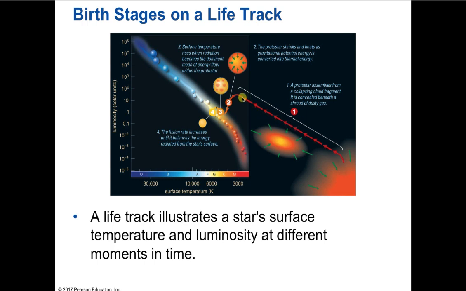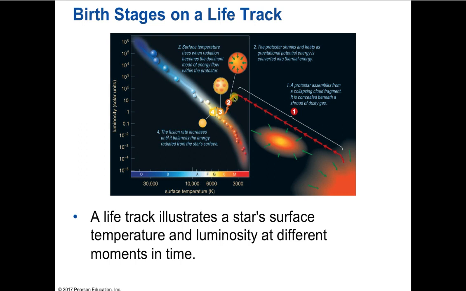And eventually, it says here, a protostar assembles from a collapsing cloud fragment. It is concealed beneath a shroud of dusty gas. All right, and eventually, that dusty gas gets blown away to reveal the actual protostar. And as the protostar shrinks, it continues to heat up. Gravitational potential energy is converted into thermal energy. But then something interesting happens.